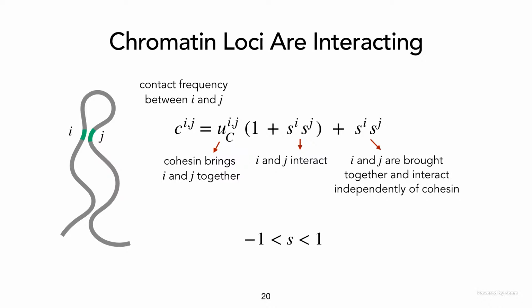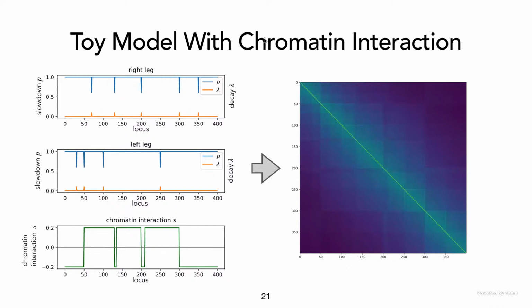Now let's look at how the toy model would look if we add this chromatin interaction parameter. We can look at a bit larger area with several different control points, and let's say that this parameter is varying across the chromatin region, changing sign, for example, when it encounters a control point. Now you can see that this toy model is starting to look quite a lot like the contact maps from the experimental data that I showed you at the beginning.